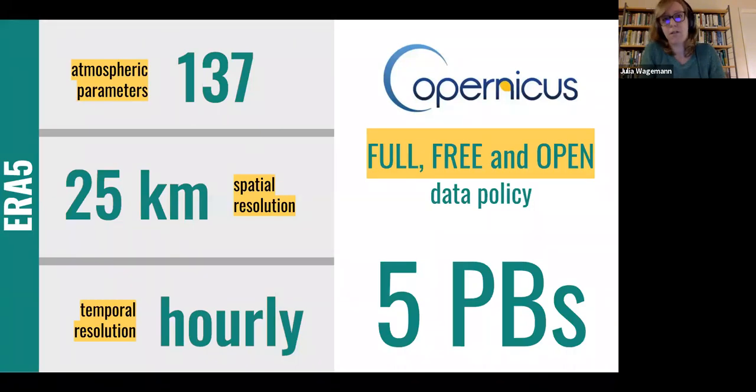It has a total of 137 different atmospheric parameters, and the entire data volume of ERA5 results in a 5 petabyte data set if you access all the 137 atmospheric parameters on different pressure levels, etc. It has a spatial resolution of 25 kilometers and a temporal resolution of hourly. The native data set has an hourly temporal resolution, but the data is now also available as monthly aggregates and daily aggregates.